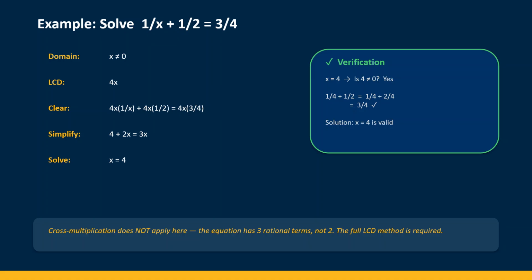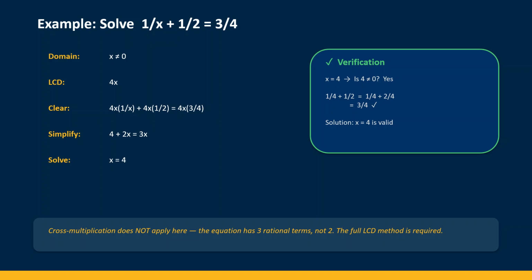Step 2. Least common denominator. The denominators are x, 2, and 4. To compute the least common denominator, we take the least common multiple of the constant factors. The least common multiple of 2 and 4 is 4, and multiplying by the variable factor x yields a least common denominator of 4x. Note that the least common denominator is not simply the product of all denominators. We use the least common multiple to avoid unnecessary complexity in the resulting equation.